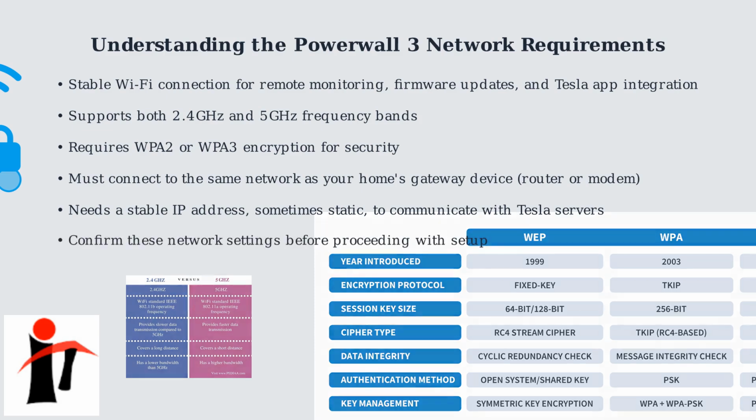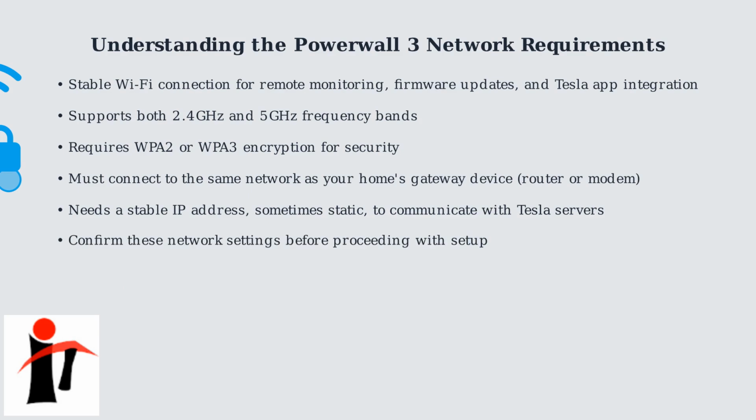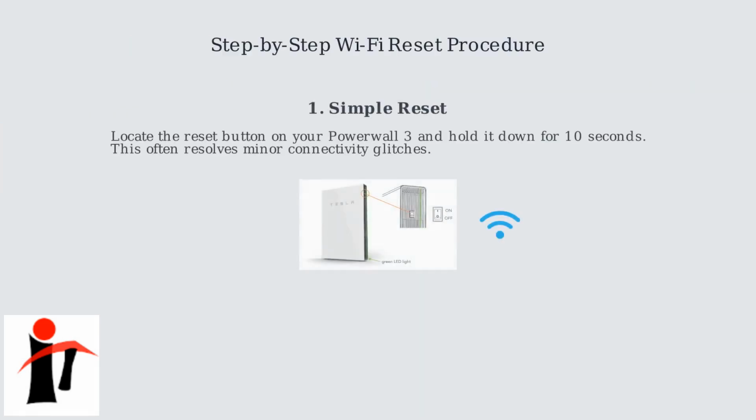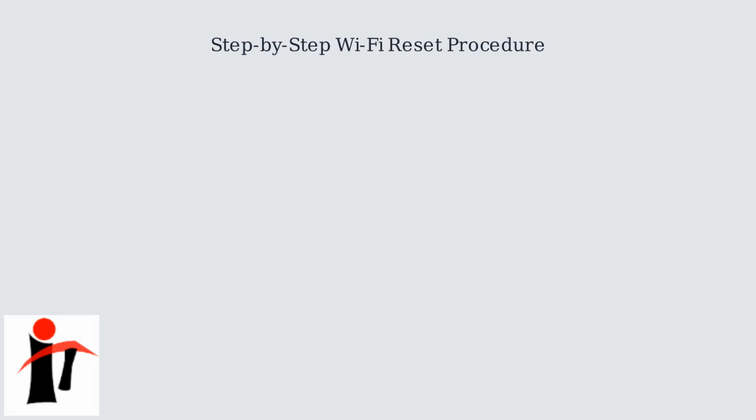Before proceeding with the Powerwall 3 setup, it's crucial to confirm that your home network meets these requirements. Check your router settings, verify the encryption type, and ensure your Wi-Fi signal is strong in the installation area. First, try a simple reset. Locate the reset button on your Powerwall 3 and hold it down for 10 seconds. This often resolves minor connectivity glitches.